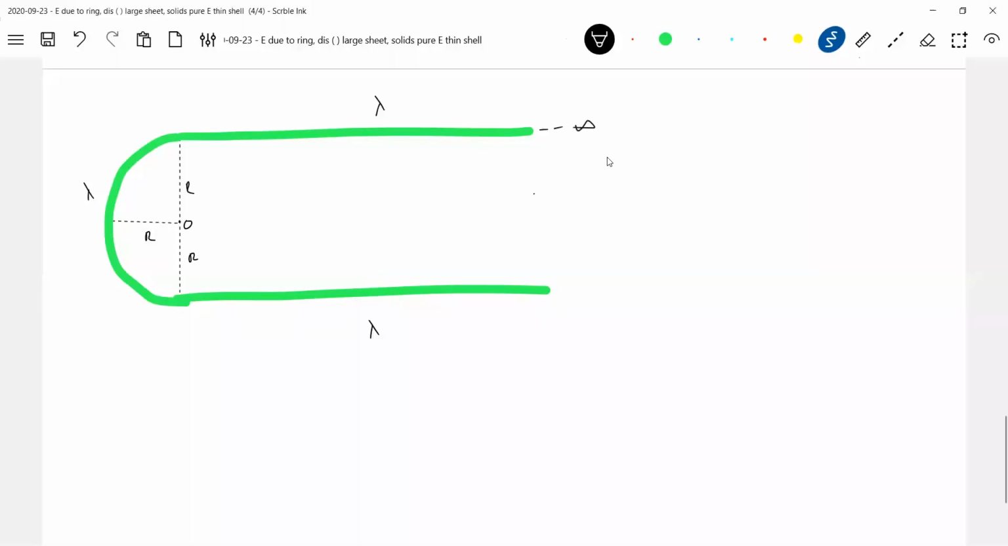These are semi-infinite structures here. So what is the field strength at point O? Find E_O. What all do you have? Two semi-infinite rods and one semicircular wire or semicircular ring. So we have to calculate the field strength at point O.